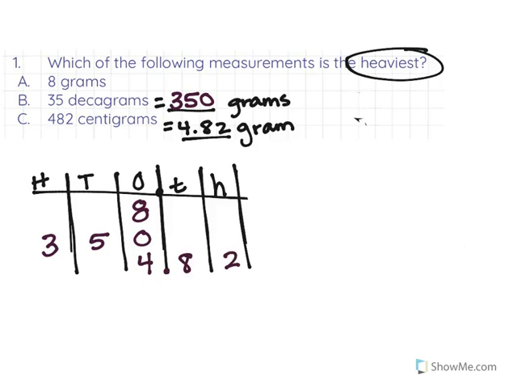I know when we compare place values, we always start at the largest place value on the left. The largest place value on the left with any digits in it is the hundreds place. And I can see the only number with a digit in the hundreds place is 350. So 350 is our greatest or heaviest value. So our answer is B. 35 decagrams is the heaviest measurement.